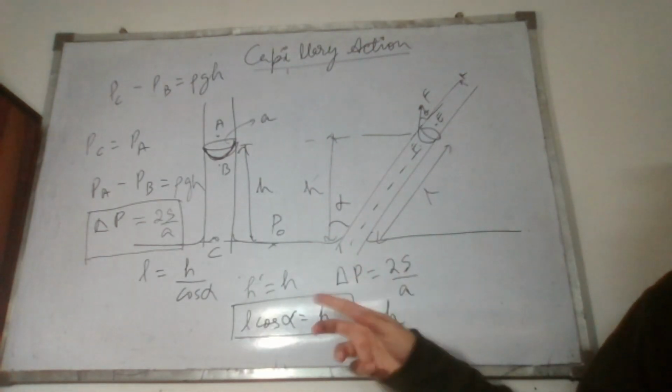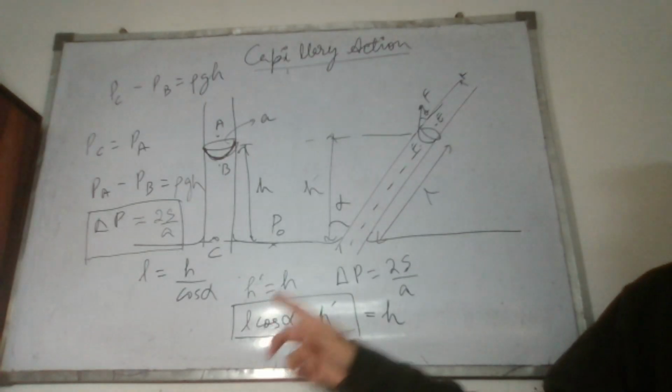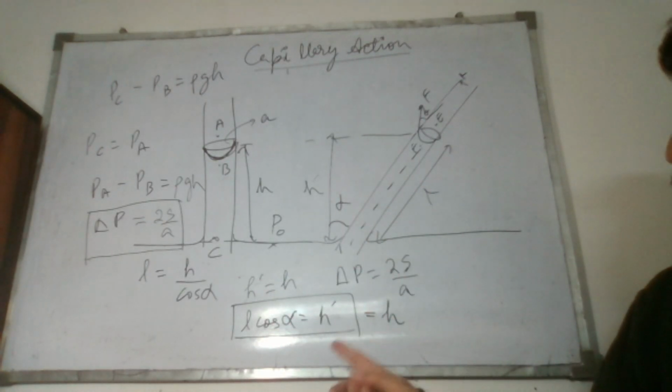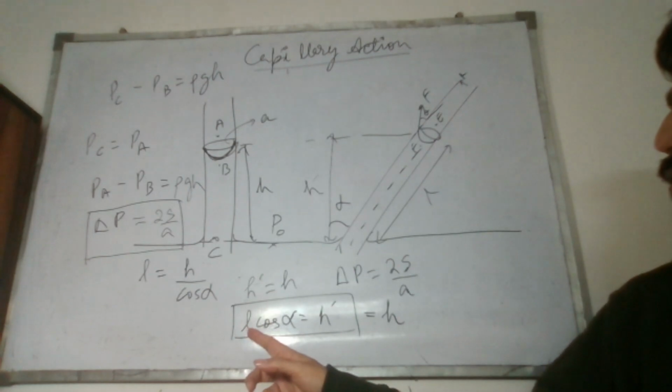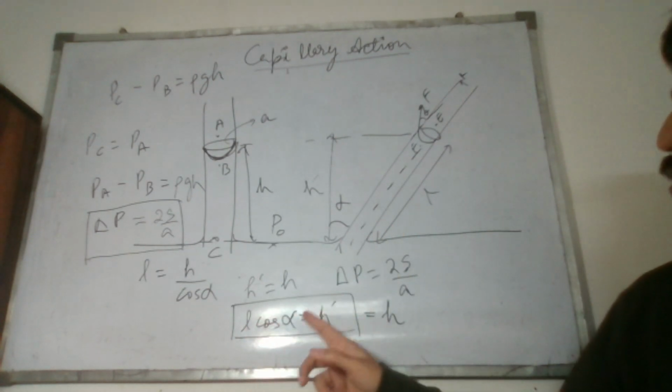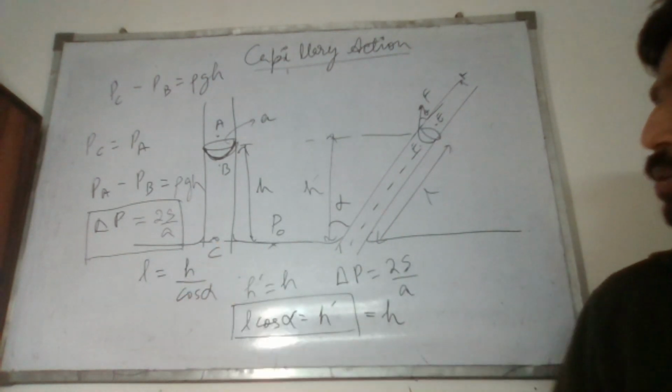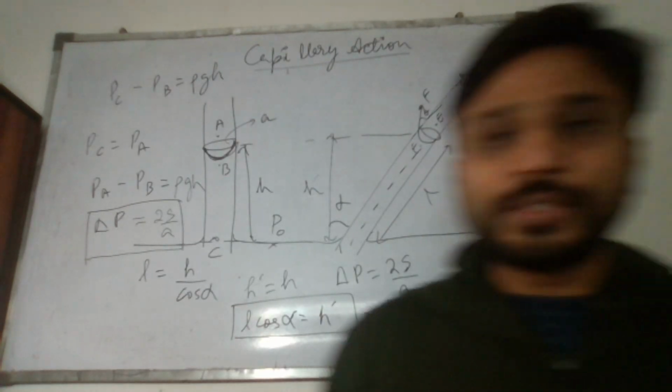So that's why we have come to this conclusion that again H dash is equal to H, but H dash is equal to L cos alpha. So L is equal to H by cos alpha. So that's it for today.